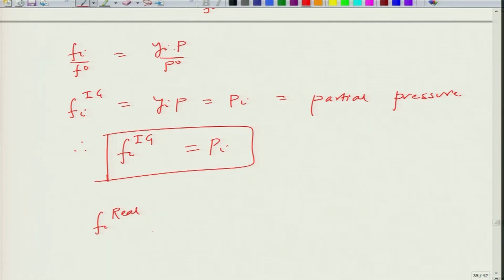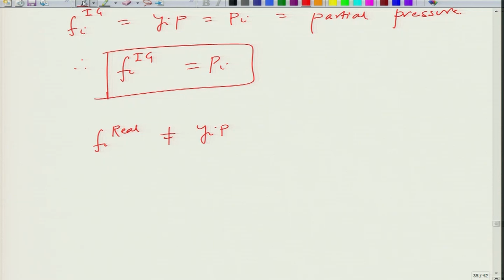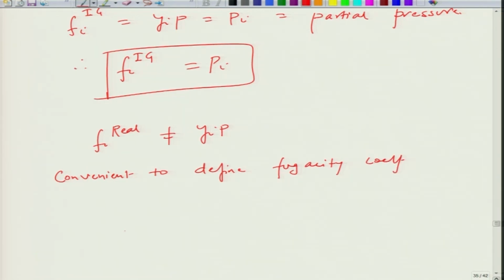Okay. So, what about real fluids or real gas? Certainly, Fi for a real gas will not be equal to Yi P, and only at specific conditions, when the fluid behaves like an ideal gas, will you have the Fi value to be the partial pressure. So, in order to observe the deviation from the ideal gas, we can define a very convenient parameter which we call the fugacity coefficient. Okay. It is convenient to define the fugacity coefficient because this can identify the deviation from ideal gas.